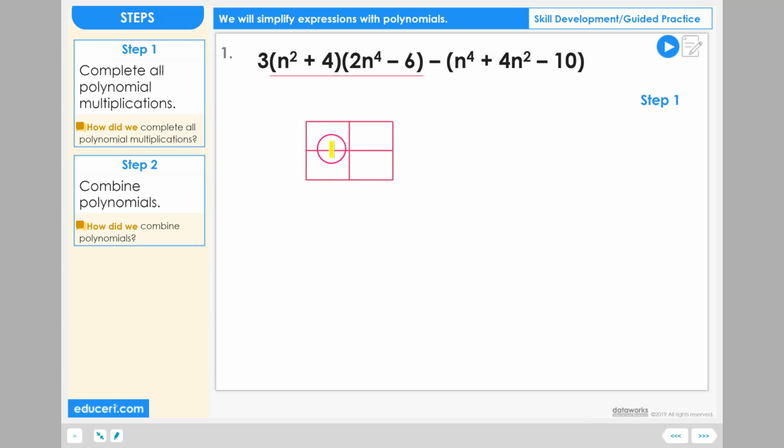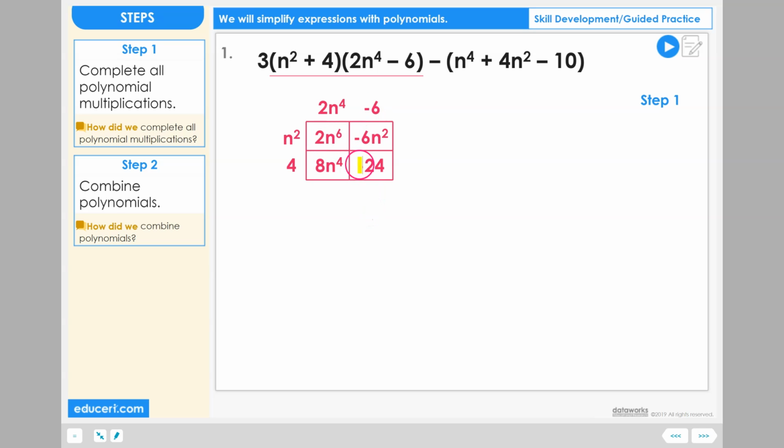To complete this polynomial multiplication, I set up a 2 by 2 multiplication box model, n squared and positive 4 on the rows, 2n to the 4th, and negative 6 on the columns. N squared times 2n to the 4th equals 2n to the 6th power. N squared times negative 6 equals negative 6n squared. 4 times 2n to the 4th equals 8n to the 4th. And 4 times negative 6 equals negative 24.